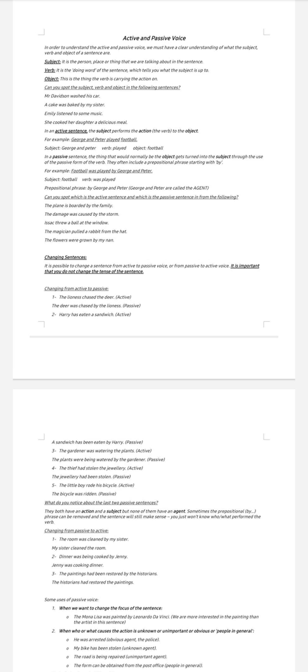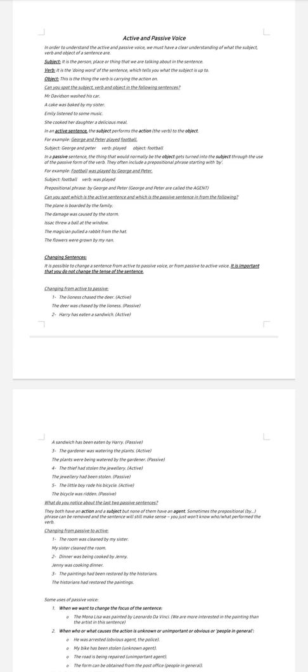Okay, what you have to take care of is that you do not change the tense of the sentence. Now, most people make the mistake in this part when changing from one form into another. They tend to change the tense of the sentence. Now, let's take a look. The lioness chased a deer. This sentence is active and it's simple past. It's the past simple tense. It's going to be: the deer was chased by the lioness.